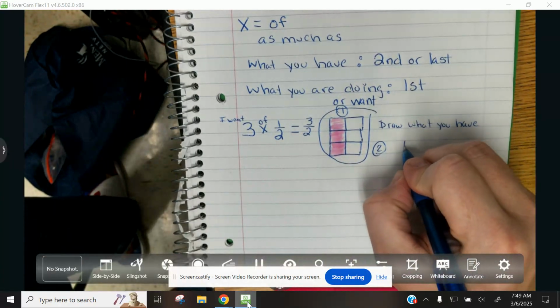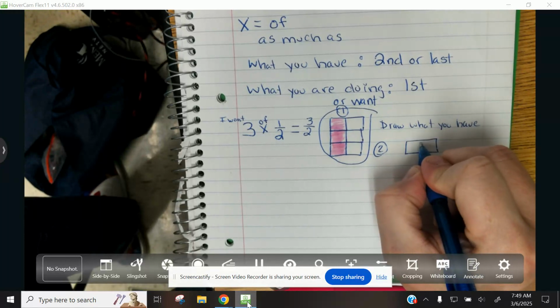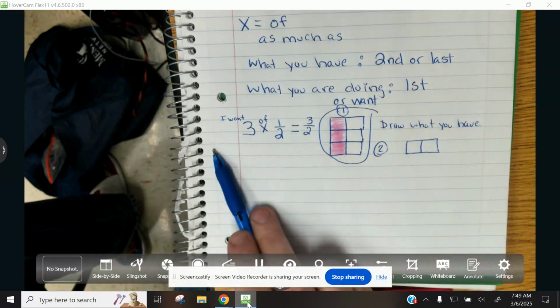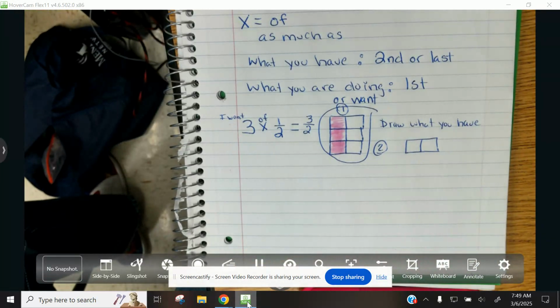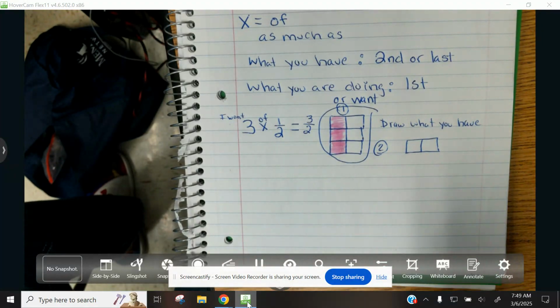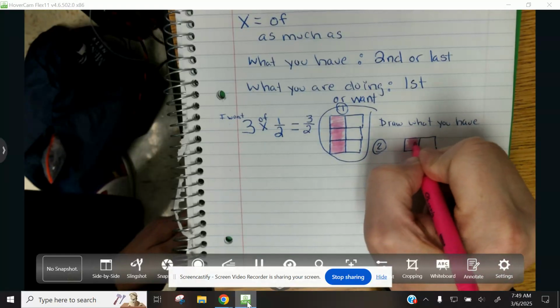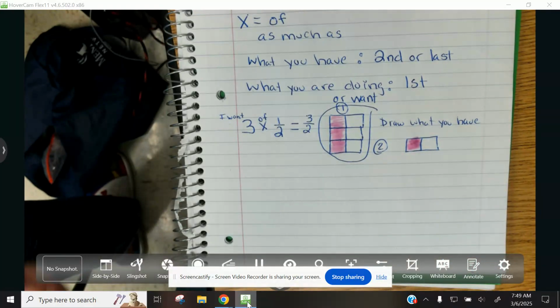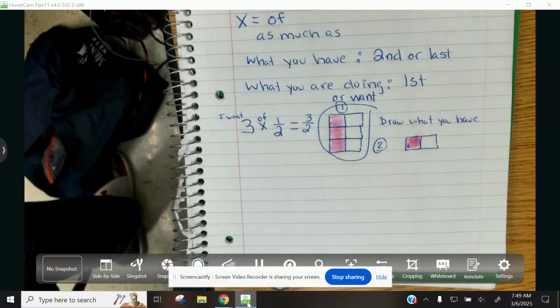So I have 1/2. So that's what I draw. I draw 1/2. I have 1/2. But I want 3 of the 1/2. So I want 3. Ultimately, what am I saying? I want 3 1/2s. Okay. So I'm going to shade in. There's 1 1/2, right? I'm even going to put a little 1 there. There's a 1. That's my 1.